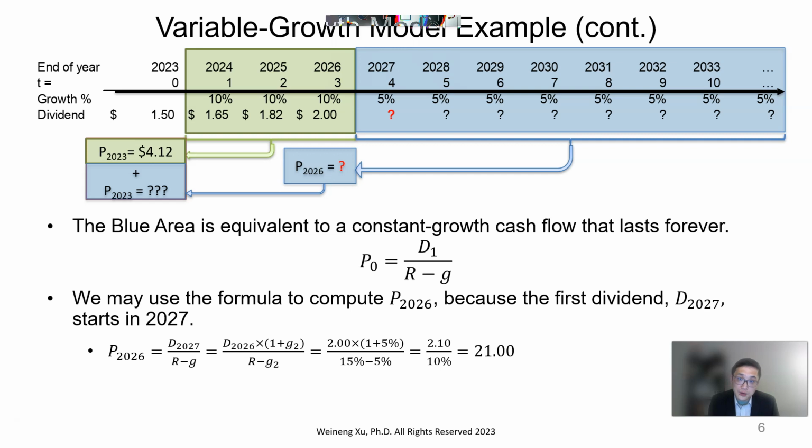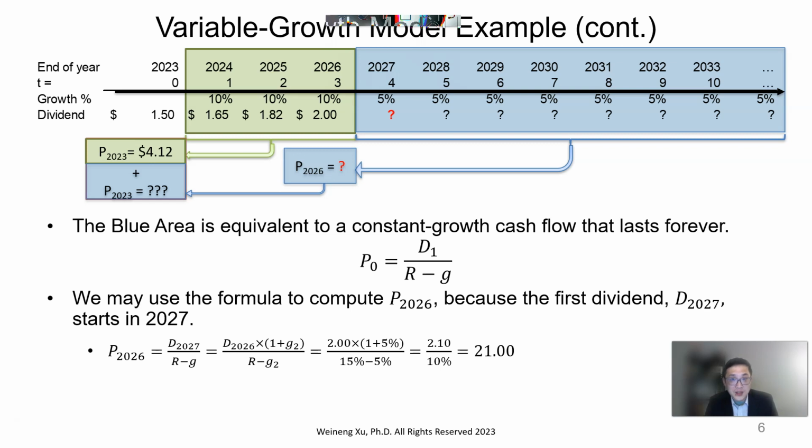So that was $2 for the dividend of 2026. You multiply that by 1.05, you get $2.10 being the dividend for 2027. So you divide that by R minus G, and you should get the price, or say the value, of that blue part in 2026 is actually $21.